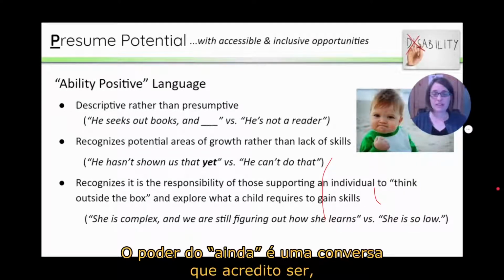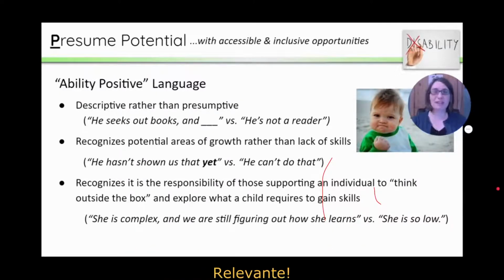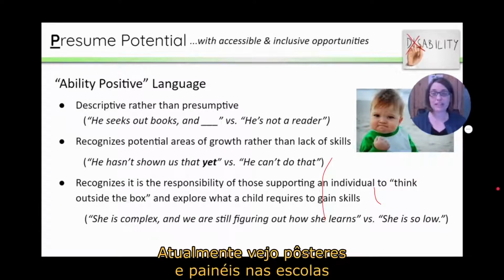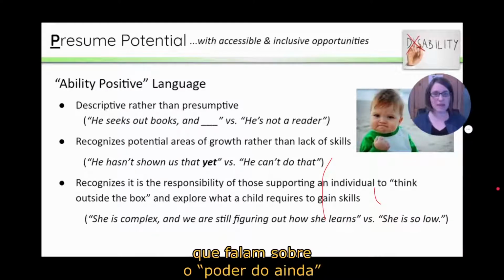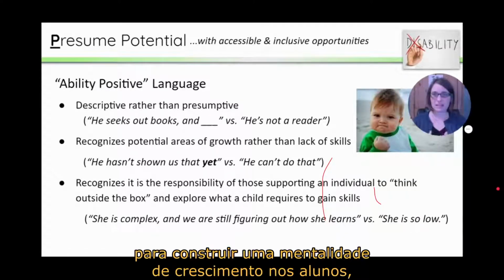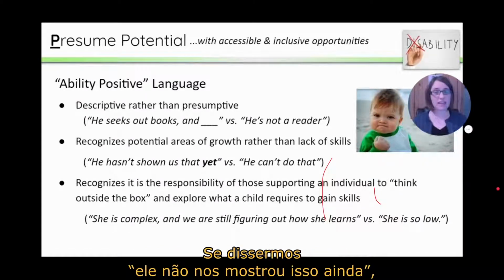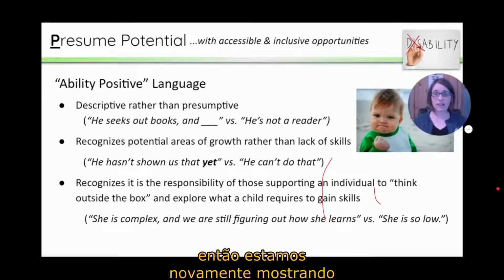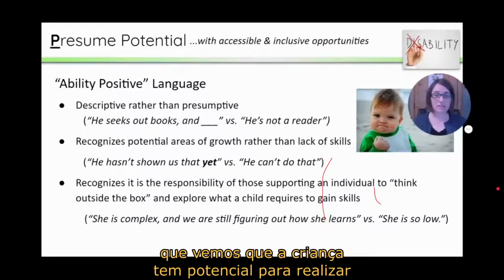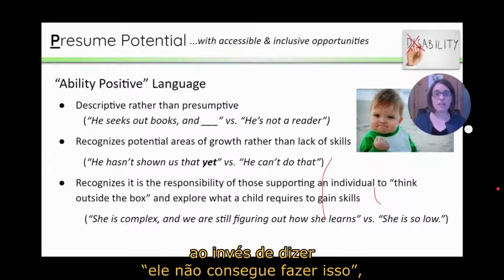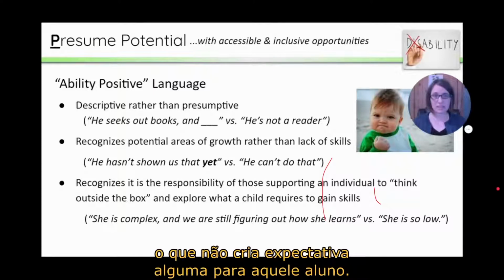So the power of yet is a conversation that I think is really, what's the word, relevant, really current. I see posters and bulletin boards in schools that talk about the power of yet to build a growth mindset in students. But this is really important in the language that we use as well. If we say he hasn't shown us that yet, then we are showing that we see that the child has potential to achieve, rather than saying he can't do that, which really doesn't shape any expectations for that student.